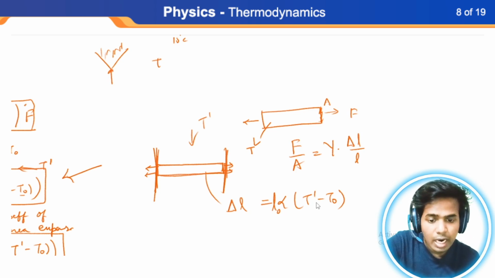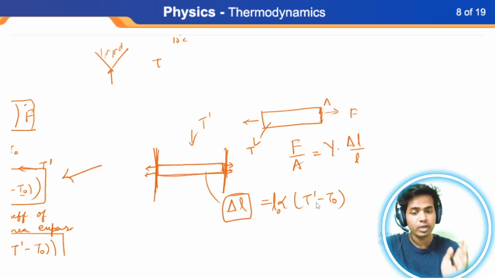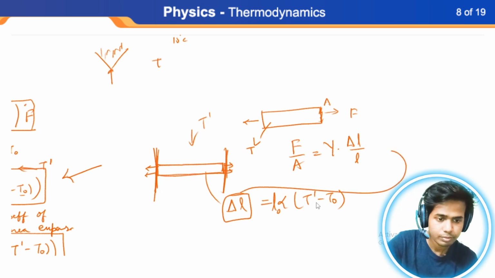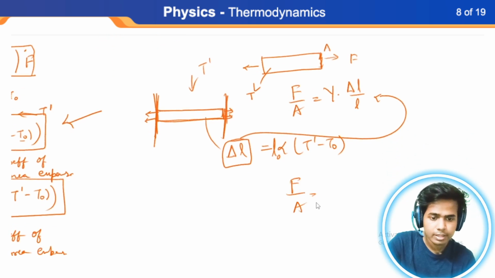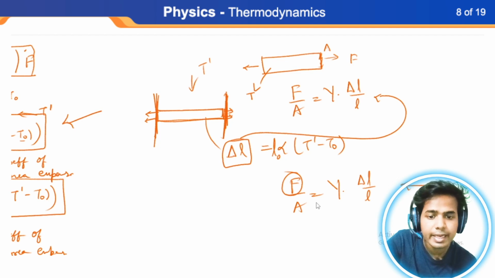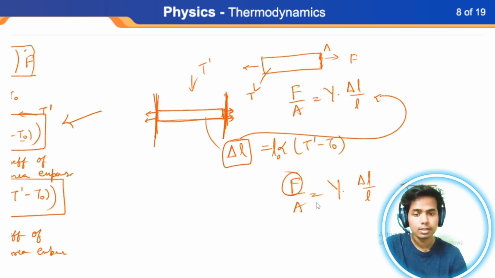So what I'll do is I'll calculate the change in length or the possible change in length it would have experienced if there was no wall, and I would plug it here. और मुझे यहां से मिलेगा F by A is equal to यंग्स मॉड्यूलस इनटू डेल्टा L by L. जब मैं ये इक्वेशन लगा दूंगा ना, then I will get to know what is the force that this wall is experiencing due to the force due to the expansion of the rod.